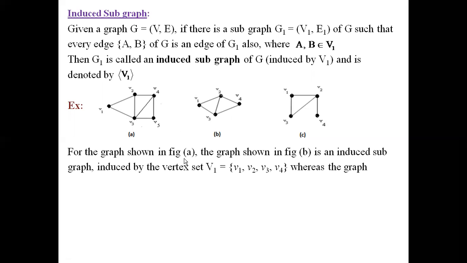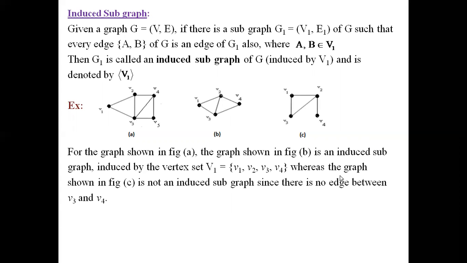So figure A is the graph G shown for us. The graph shown in figure B is an induced subgraph induced by the vertex set V1 equal to {V1, V2, V3, V4}, whereas the graph shown in figure C is not an induced subgraph since there is no edge between V3 and V4. As I mentioned, that is the reason figure C is not an induced subgraph.